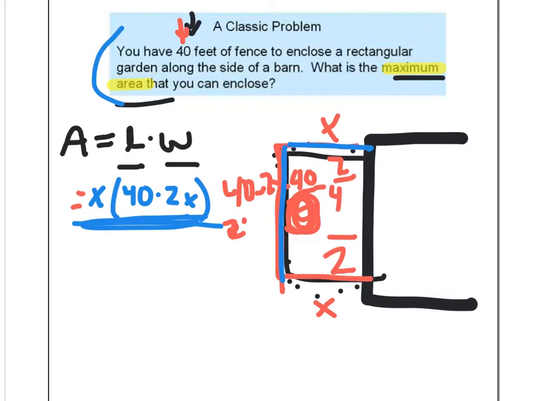Now, if you're going to take the derivative, you could do this through product rule, but it's also best to distribute. So you go 40x minus 2x squared.